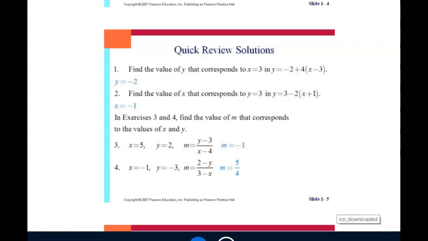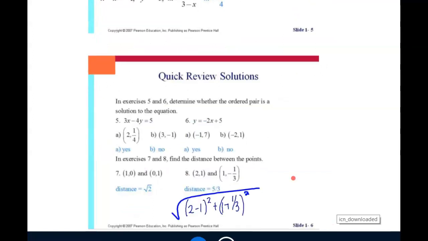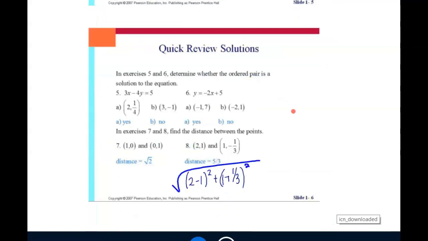Any questions on 1 through 4? Okay, 5, 6, 7, and 8. So 5 was yes or no's. It was not multiple choice. So you actually plug them in and see yes or no. And then for 7 and 8, you needed the distance formula.